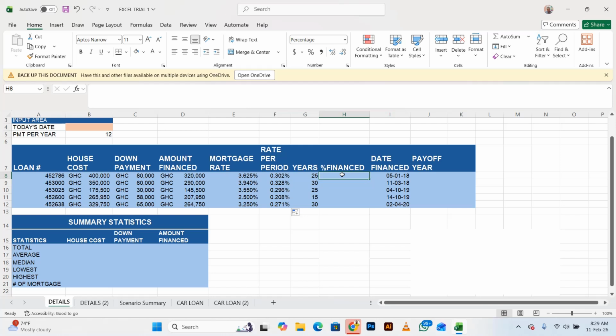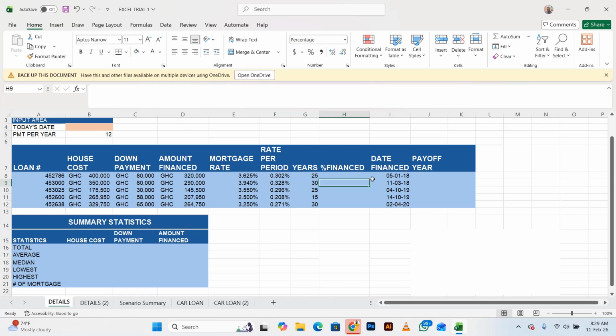The next thing that we have to do is the percentage financed. So now we are asking: we financed the house cost by a certain percentage, and that is because we deducted the down payment from it. So the price is 400,000, and they say we pay 80,000. So we want to find the percentage of the amount financed. That is what it means. The percentage of the amount financed. So to do that, you go with the equal sign. Percentage means you divide.